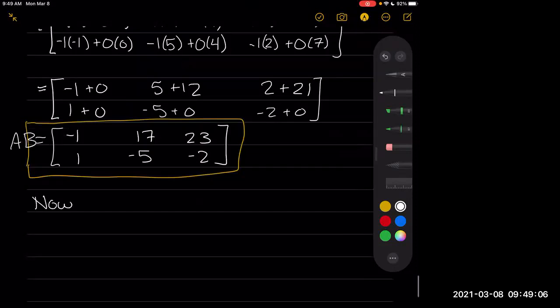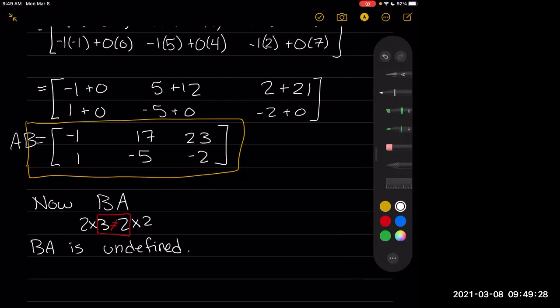So now to look at B times A. If we write those out, B was a 2 by 3 and A was a 2 by 2. Well, since 3 does not equal 2, we have BA is undefined. So this is also demonstrating that matrix multiplication is not commutative. We can't just pick the order willy-nilly. We have to be very, very precise in the way we're writing down the order of our matrices and multiplying them.